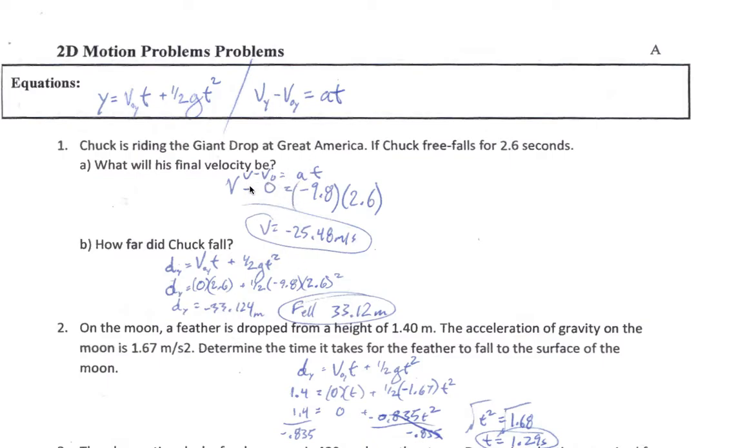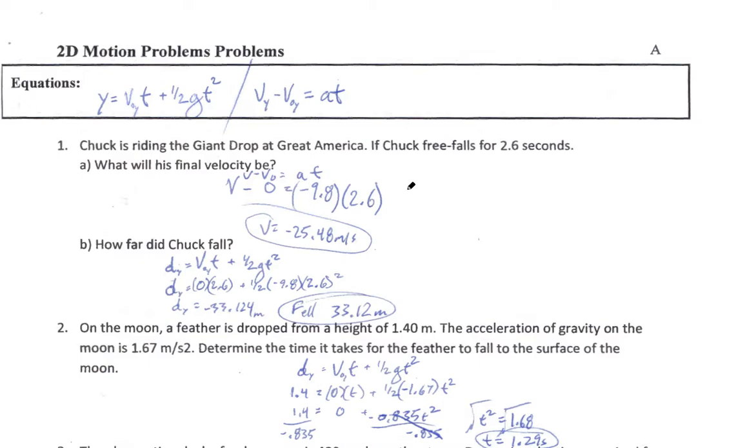Alrighty, so let's take a look. This is page 6 and 7 in our motion packet. This one was by popular demand. Alright, so Chuck's riding the giant drop at Great America. If he free falls for 2.6 seconds, what's his final velocity going to be?